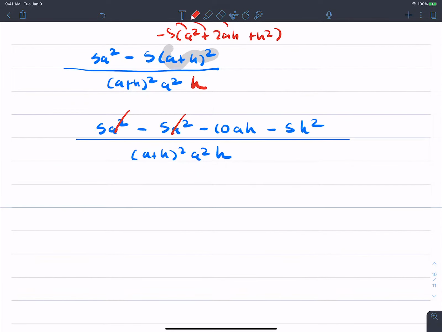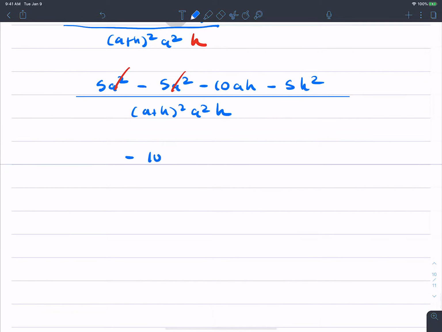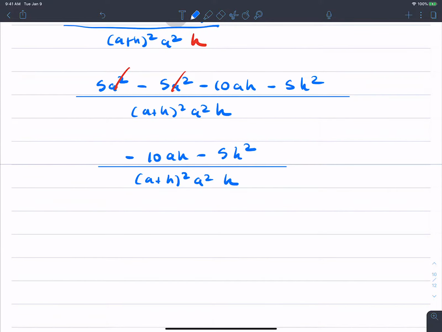Yeah, let's write this down here so you guys can see this. Negative 10ah minus 5h squared over (a plus h) squared, a squared h. And at this point, let's really take a close look, because people are going to look at this and go, hey, Mr. Judge, I thought my h's cancel. How are they going to be able to cancel here? Right? So I'm going to say something here. Look at this here.